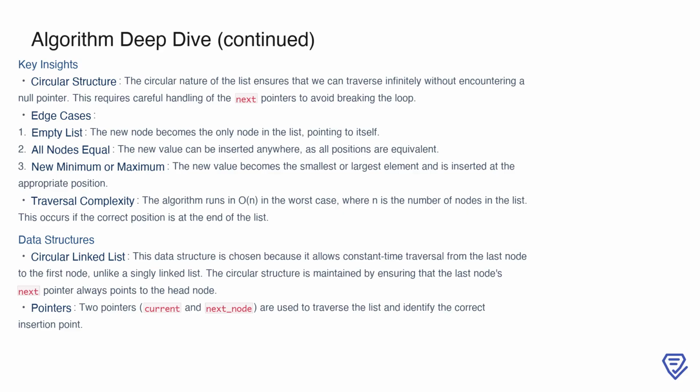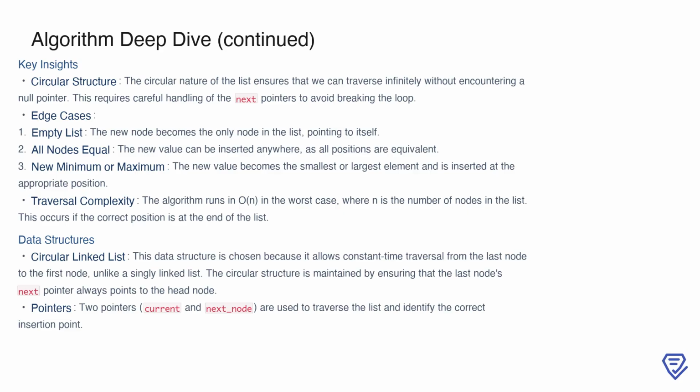Handling edge cases is also critical. For an empty list, the new node becomes the sole node and points to itself. When all nodes have the same value, the new value can be inserted anywhere. If the new value is the smallest or largest, it must be placed at the appropriate position.